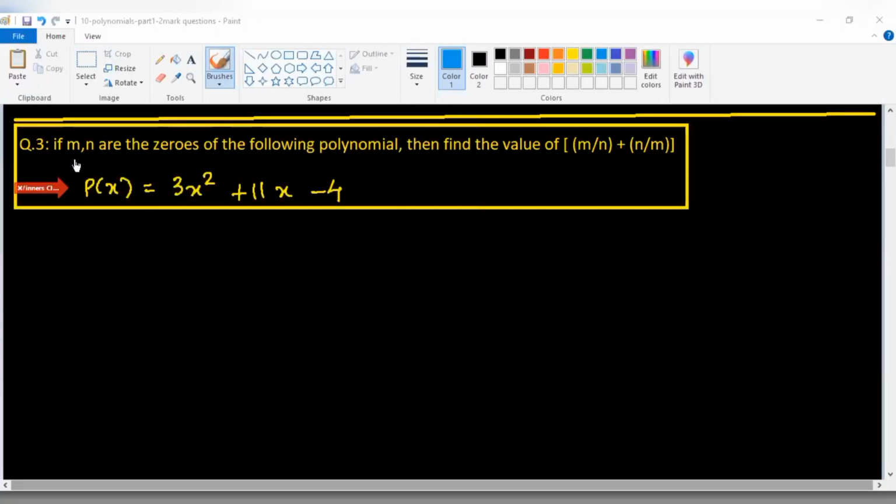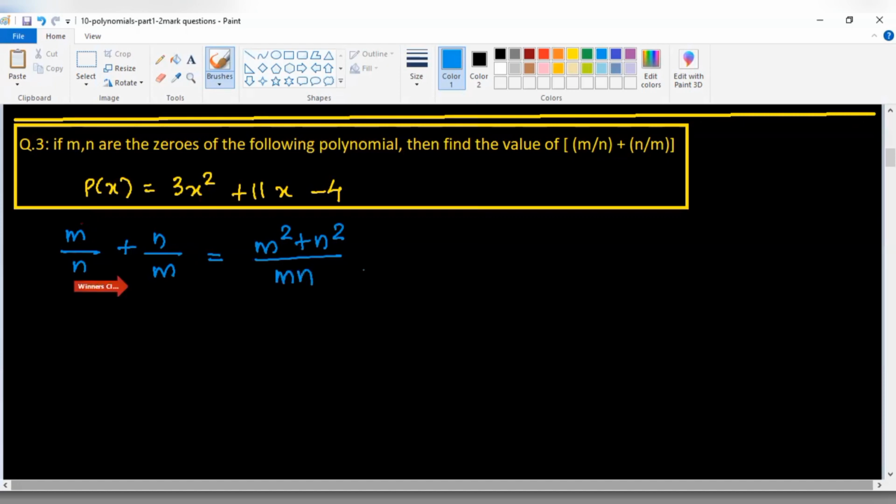Our third question. If m and n are the zeros of the following polynomial, see this is the given polynomial, then find the value of m by n plus n by m. So what is asked is m by n plus n by m, where m and n are zeros of the polynomial. Now let us do cross multiplication over here. m into m plus n into n, so it will become m square plus n square divided by, when we do the cross multiplication we have to multiply the denominators, so it is mn.